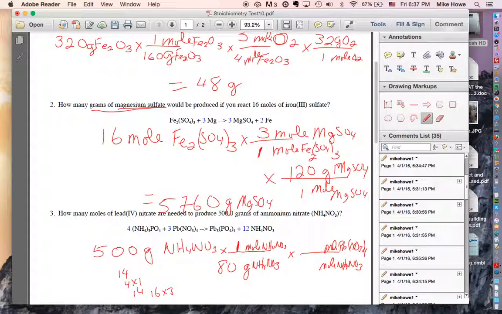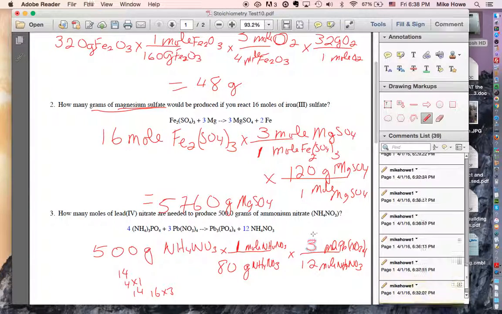Then in front of the lead-4 nitrate, we see a 1, or nothing really, but it's an implied 1. Then moles of NH4NO3, wow, it's a 12. Oops, I had to back up. I made a mistake. We see a 3. In front of the lead-4 nitrate, there's a 3. That was my fault. So this 3 here comes from there. That 3 right there. Okay, so I have 500 times 3 divided by 80 divided by 12.